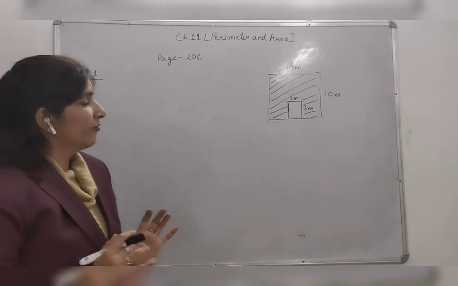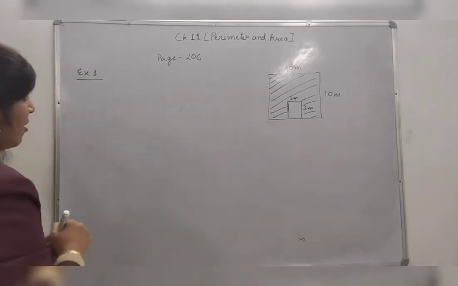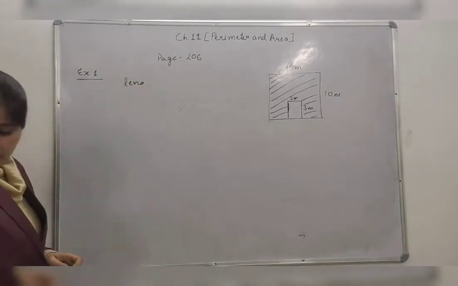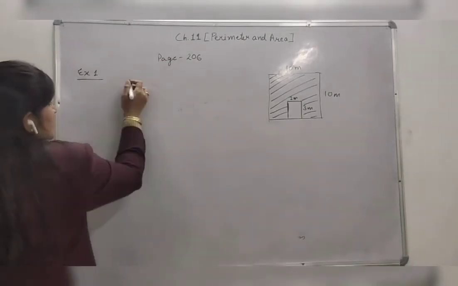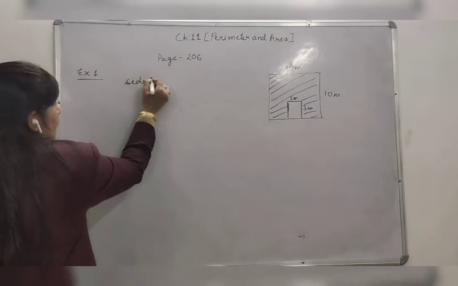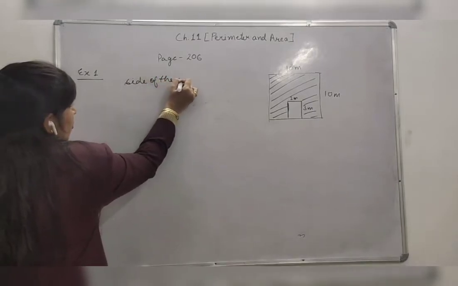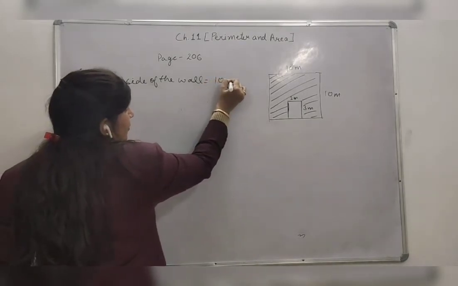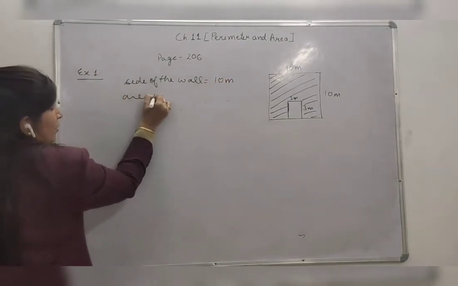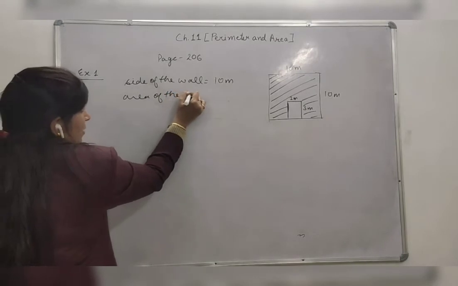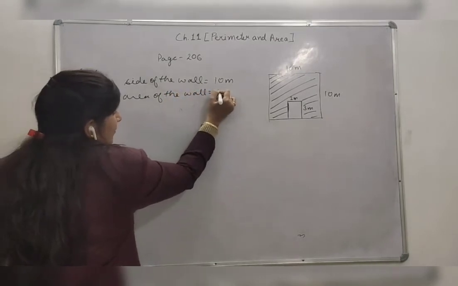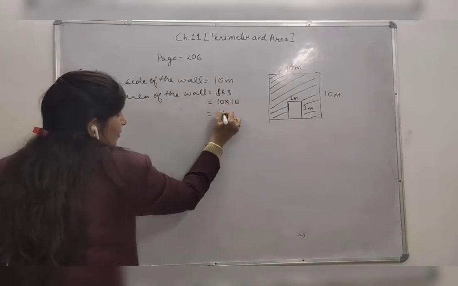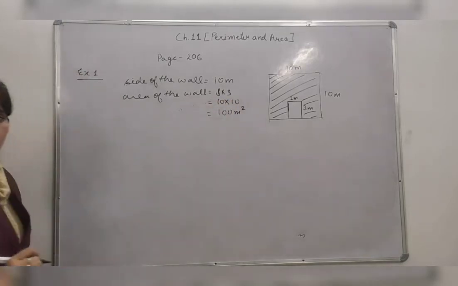Okay, so what we need to do for this question, first of all, the wall is square, so we need to write the side of the wall. What is the side given for the wall? It is 10 meter. So for the area of the complete wall, area of the wall is side into side, that is 10 into 10, so it will be 100 meter square.